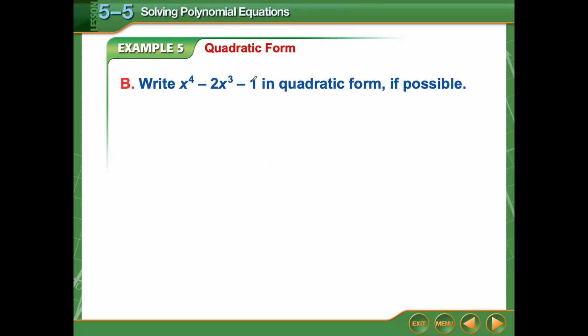Here's the second part of the example. So they want us to go ahead and write this in quadratic form. Well, 3 times 2 is 6. That does not equal 4. So that means I cannot write this in quadratic form.